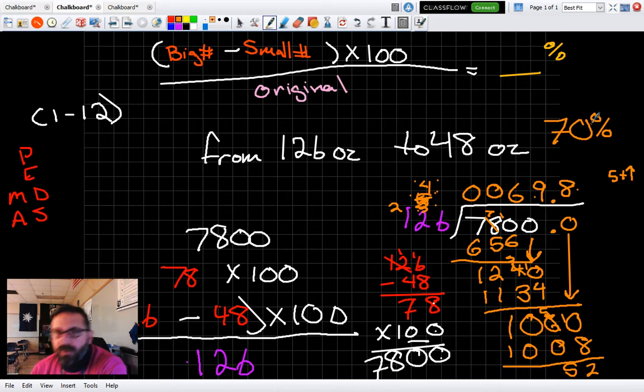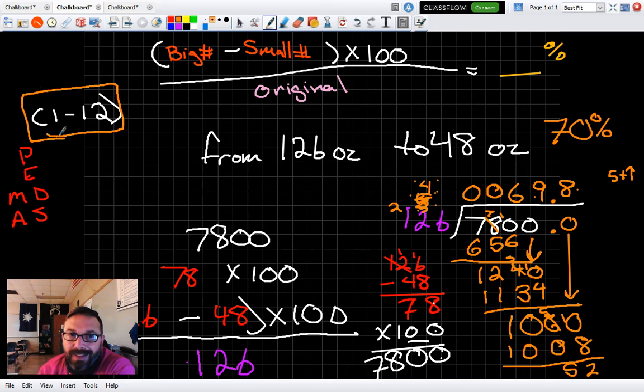Hopefully this helps. I want you to go back through it a couple times and figure it out. All right. Now you got 10 other opportunities. And remember, this is for problems 1 through 12. If we are working on problems 13 through 22, we're going to need a different formula.